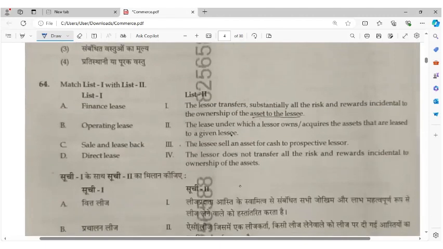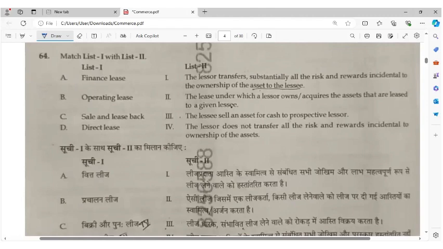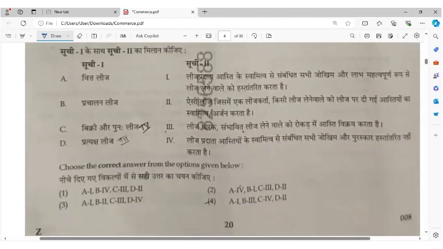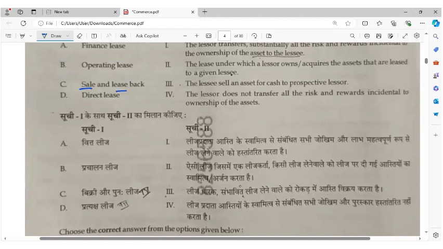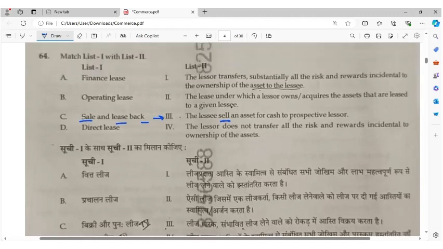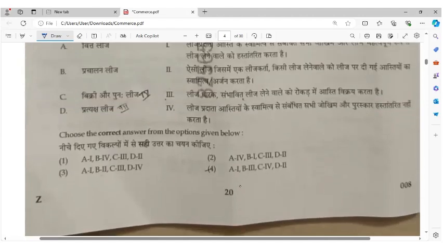Understand? Now the next question, number 64, is on financial lease, operating lease. Again, a matching is given. I think with this type of question you save your time. The items are financial lease, operating lease, sale and lease back, and direct lease. The simplest way is to match: option C, sale and lease back, is related to the third. In sale and lease back, the lessee has the authority to sell, selling the asset for cash to a prospective lessor. So option C matches here.